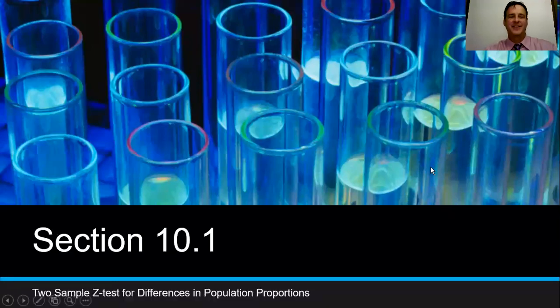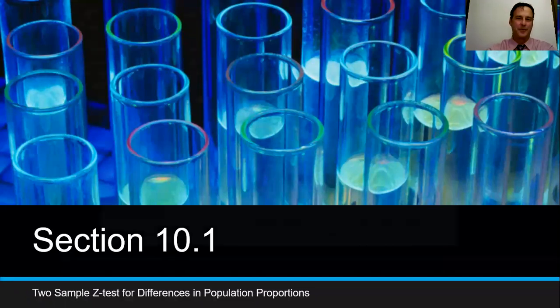Hello, AP Statistics. This is section 10.1, two sample z-tests for differences in population proportions. You're going to need a graphing calculator, your note sheet, tables, paper and pencil. Once you've got those, we're ready to go.